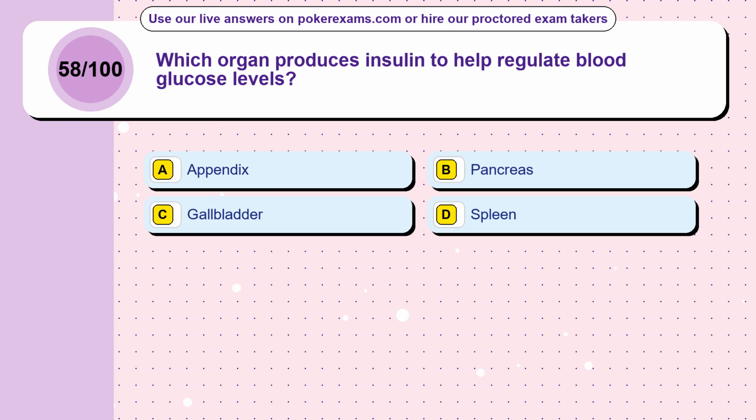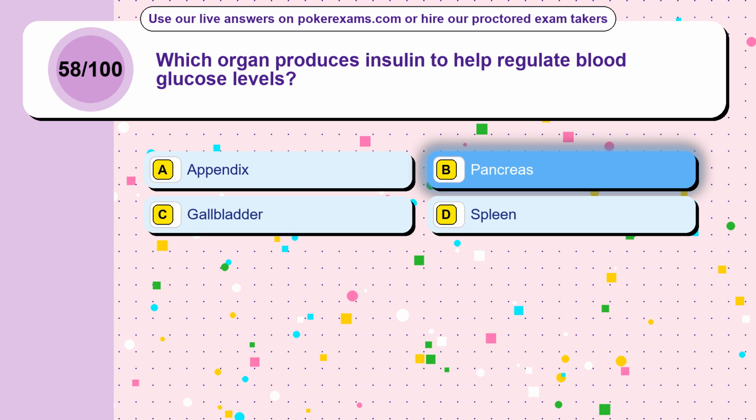Question 58. Which organ produces insulin to help regulate blood glucose levels? Option A. Appendix. Option B. Pancreas. Option C. Gallbladder. Option D. Spleen. The correct answer is option B.